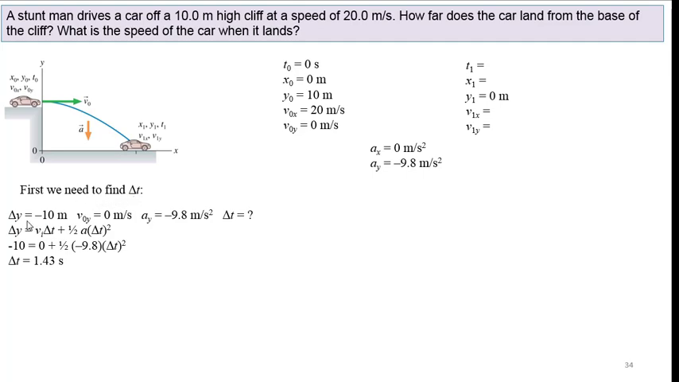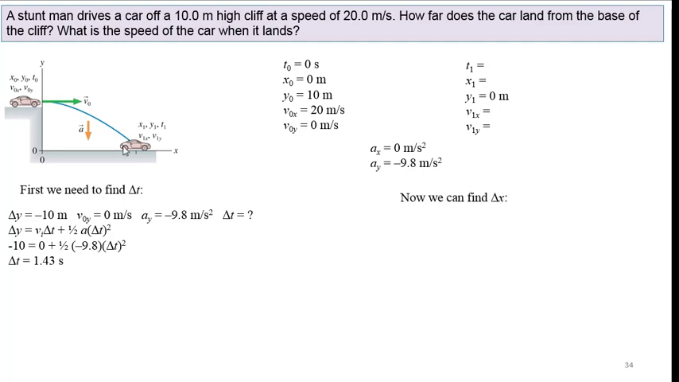Well, what do I know about the y direction? I know my displacement is -10. I know my initial velocity is 0. I know my acceleration. So I already know the values of 3 kinematic variables. That's going to let me solve for this 4th kinematic variable, delta t. So I choose my equation that involves those 4 variables. I plug in the values, and I find that delta t is 1.43 seconds, which means the object is in the air for 1.43 seconds.